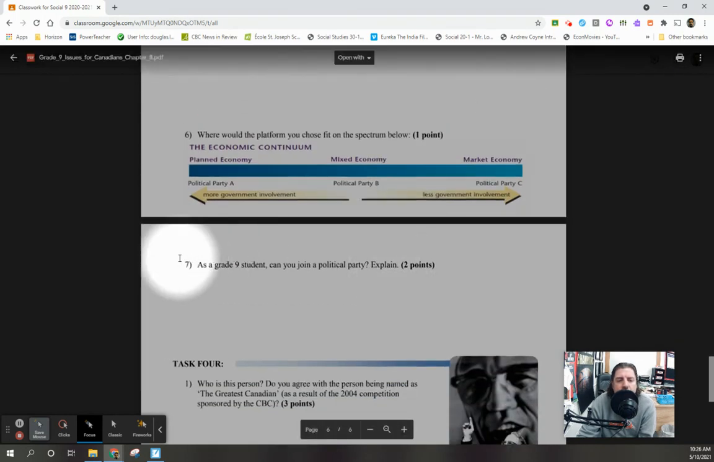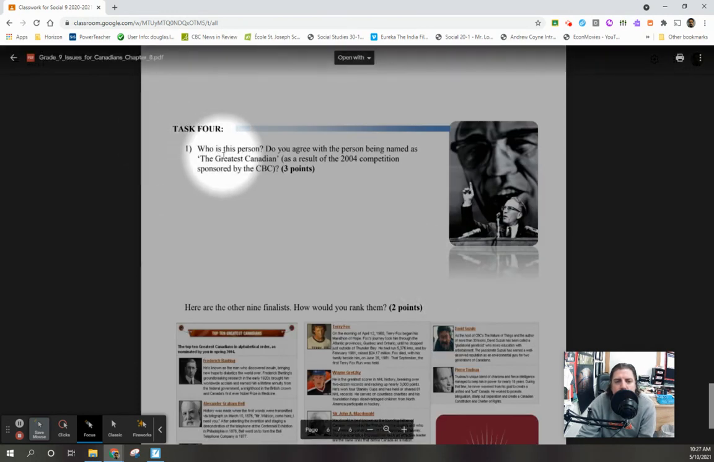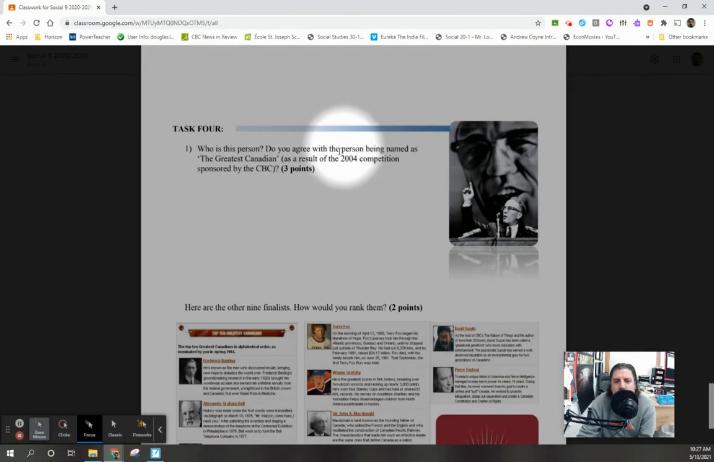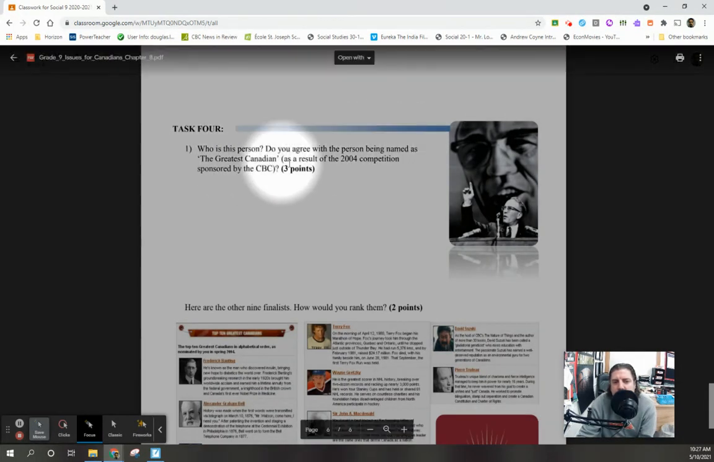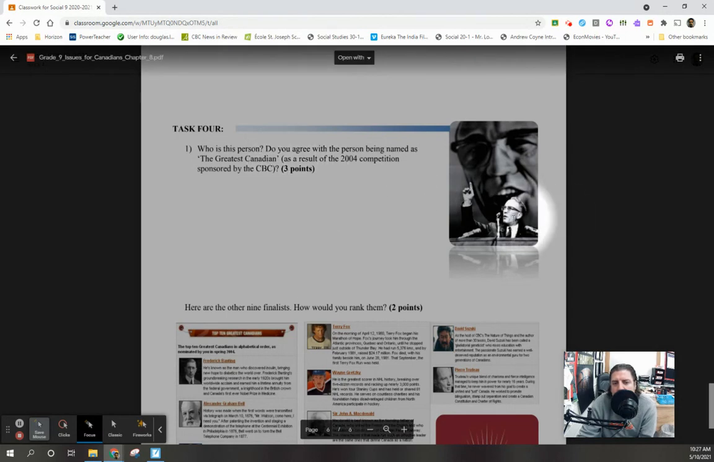Once again, as a grade 9 student, can you join a political party? You should be able to find that in your textbook. And then the final question, who is this person? Do you agree with the person being named as the greatest Canadian? Once again, in a later lesson, I'll talk about this individual.